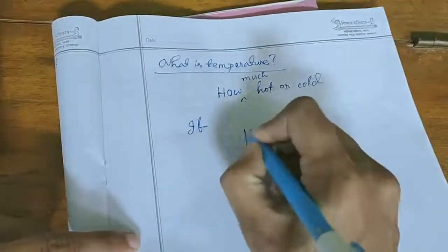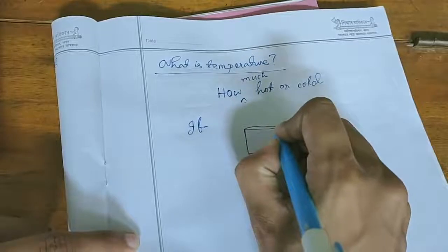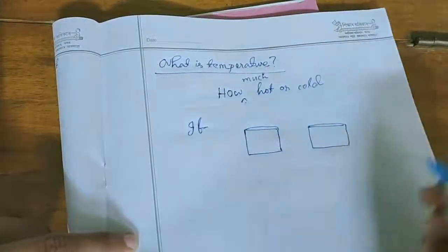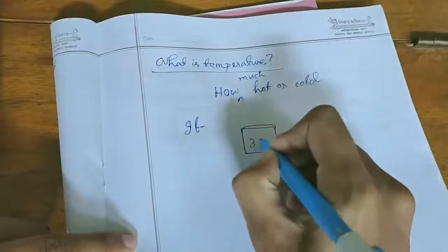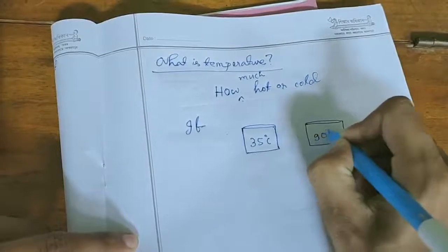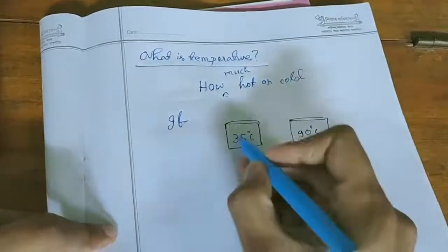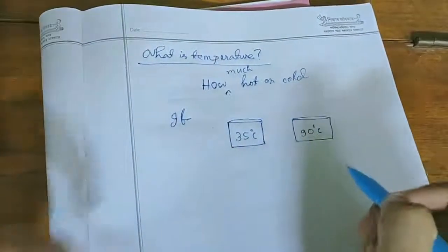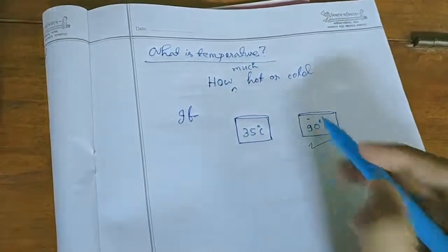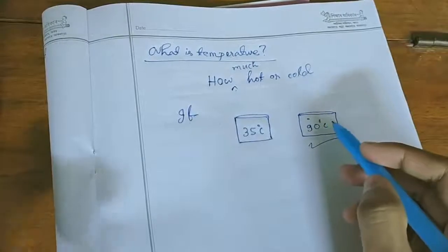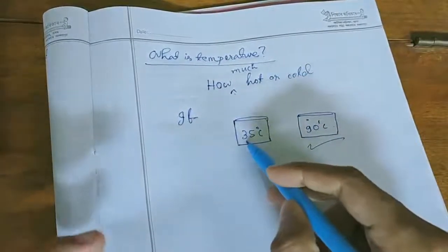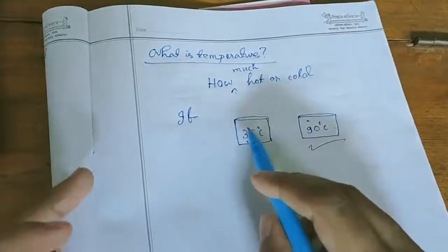There are two glasses of water. Here the temperature is 35 degrees centigrade. Here it is 90 degrees centigrade. So which water molecules will move faster? This one, because the temperature is high here. So if the temperature is high, the molecules will move faster. If the temperature is low, the molecules will move slower.